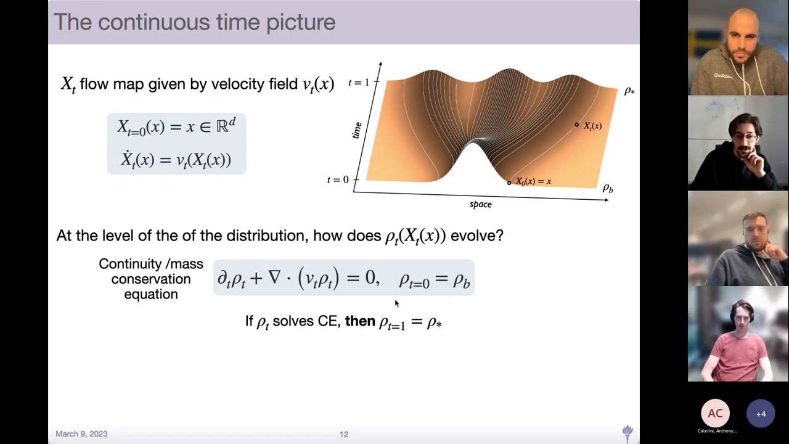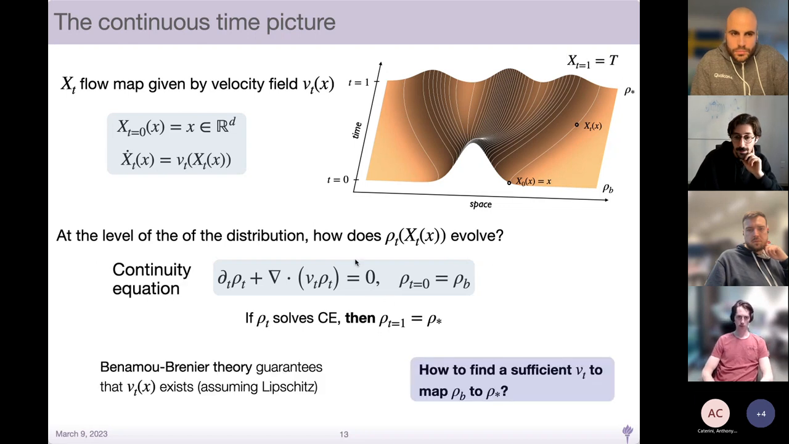And if we have the right boundary conditions and rho t actually solves this equation, then we're guaranteed to end up at rho star at time t equals 1. Okay, and if we look at some Benamou-Brenier theory, we can guarantee that such a velocity field exists that meets these criteria. And the question becomes, how do we find a sufficient Vt so that we can get from rho base to rho target, or rho star?